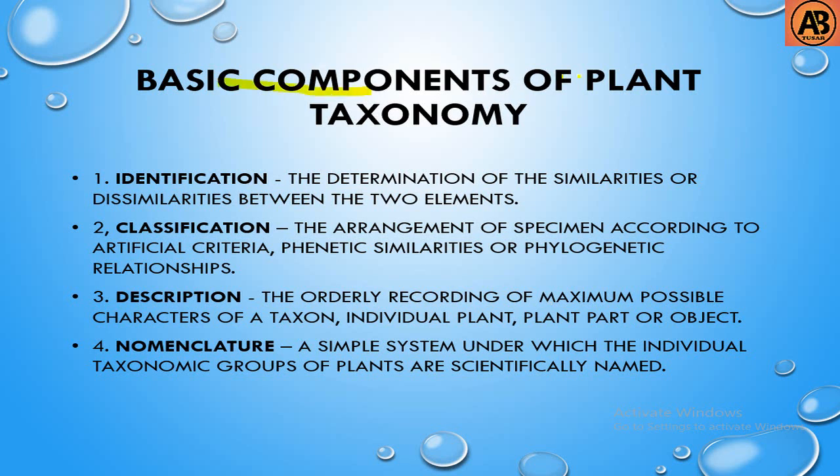Then basic components of plant taxonomy, such as identification. Identification means the determination of similarities or dissimilarities between two elements. Then classification, the arrangement of specimens according to artificial criteria, phenetic similarities, or phylogenetic relationships. Then description, the orderly recording of maximum possible characters of a taxon, individual plant part, or object. Then nomenclature, a simple system under which the individual taxonomic groups of plants are scientifically named.